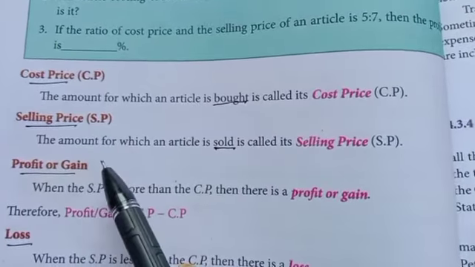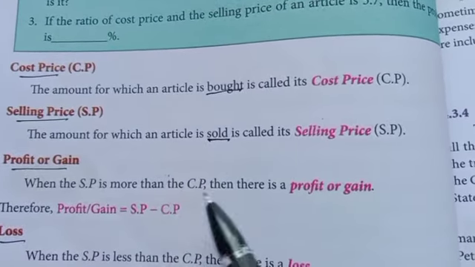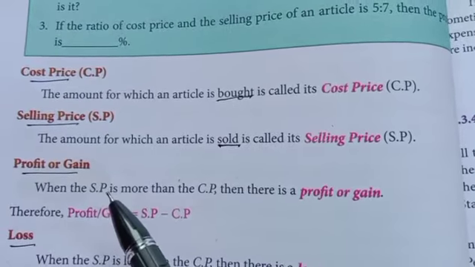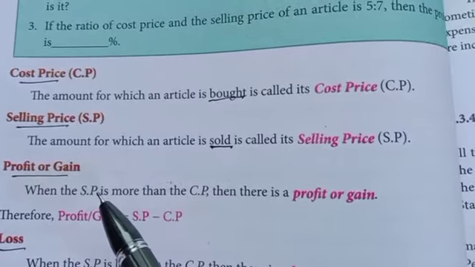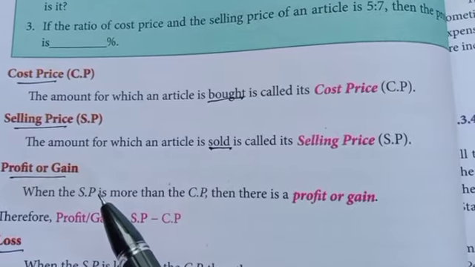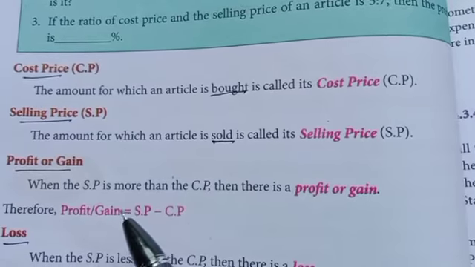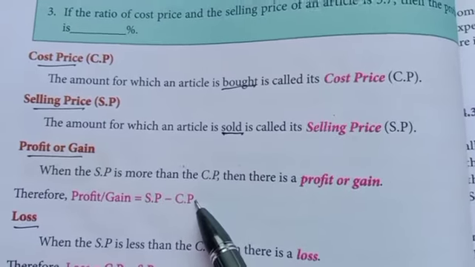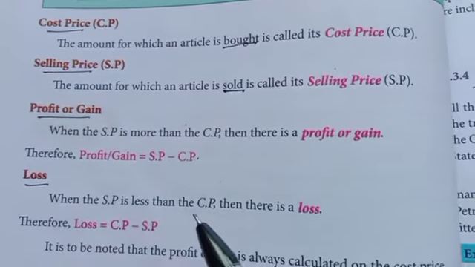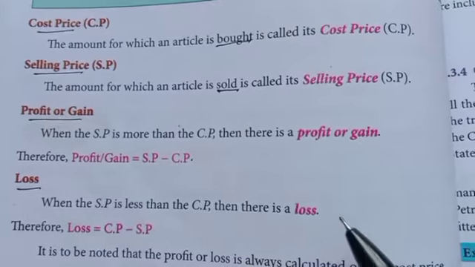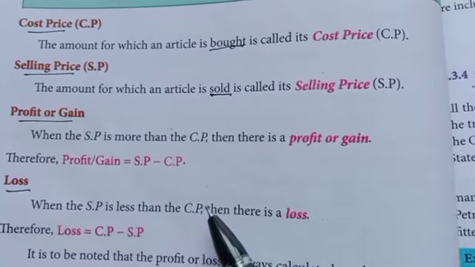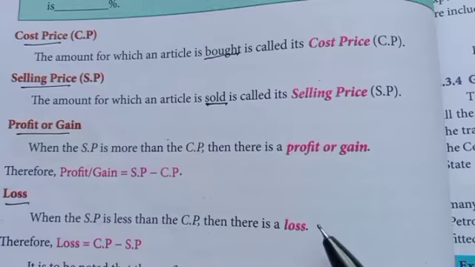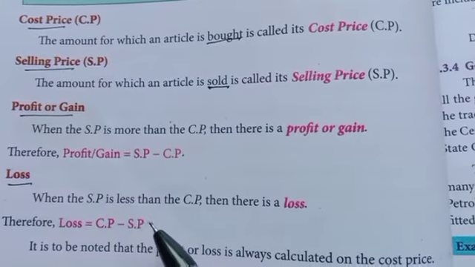Profit or gain. When SP is more than the CP, then there is a profit or gain. That is, compared with the cost price, the selling price is more, so we get a profit. Formula: profit or gain is equal to SP minus CP. Loss: when SP is less than CP, then there is a loss. Loss is equal to CP minus SP.